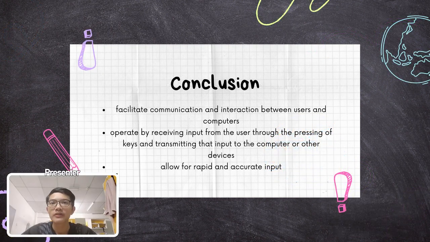In conclusion, keyboards facilitate communication and interaction between users and computers, enabling efficient and accurate data entry and command execution. Keyboards operate by receiving input from the user through the pressing of keys and transmitting that input into the computer or other devices. Keyboards also allow for rapid and accurate input, enabling users to enter text and commands quickly. Compared to alternative input methods like handwriting recognition or voice input, keyboards offer a higher degree of precision and allow users to type at their own pace.